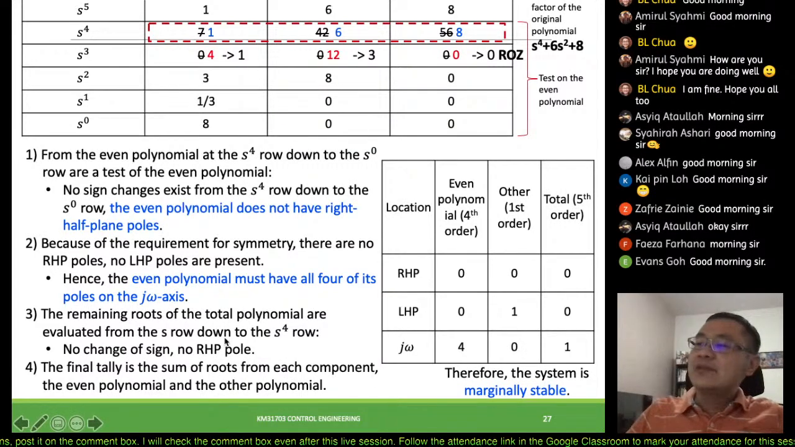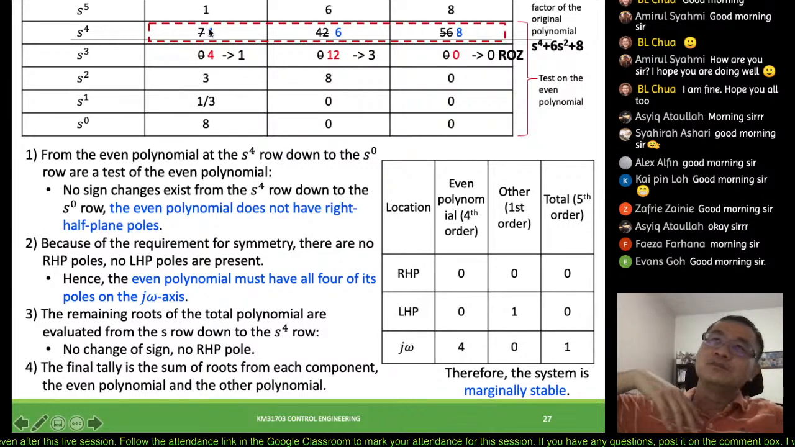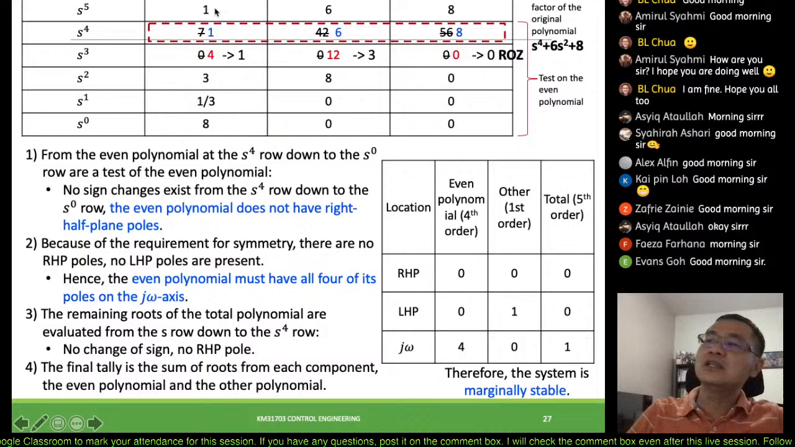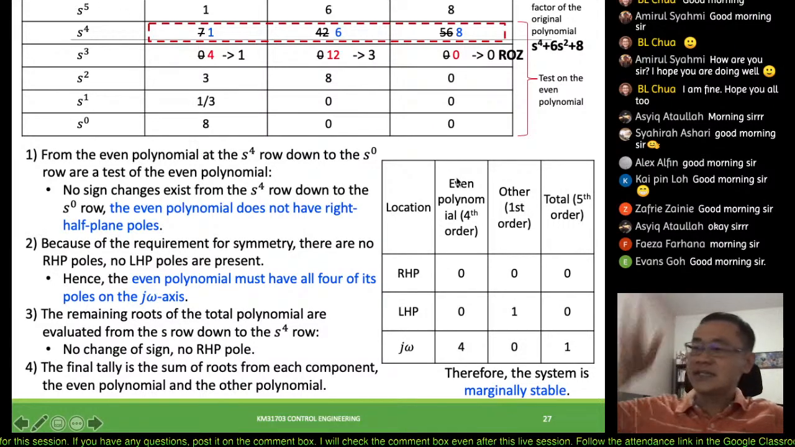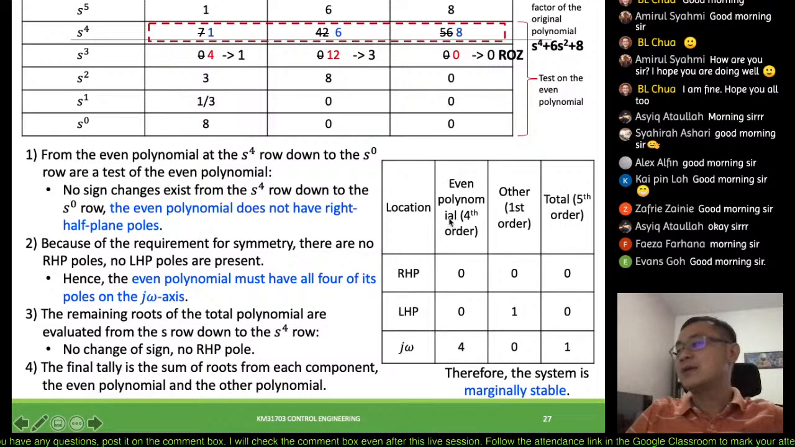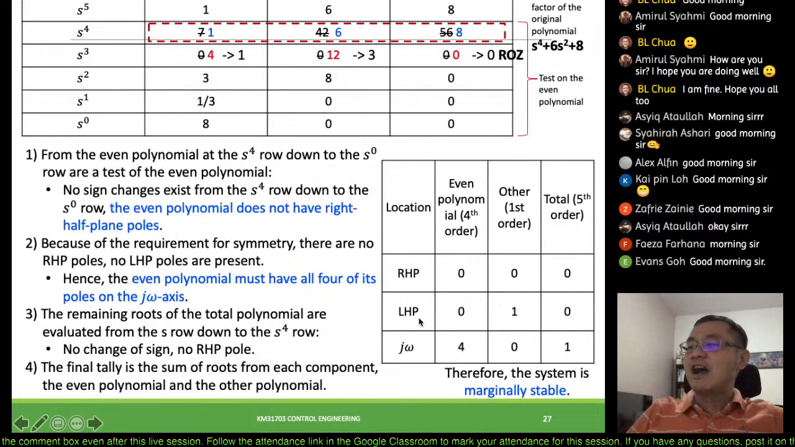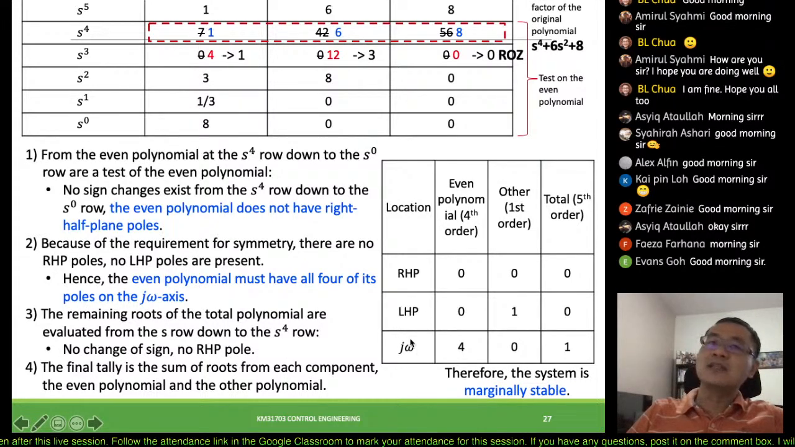So the remaining would be the total, okay. So the remaining would be the one before we reach the row of 0, okay. So before we reach the row of 0, there is no sign change also, okay, only dealing with one order. So when we actually sum it up, total them up, you just check the locations of the right half plane poles, left half plane poles, and those on the imaginary axis, okay.